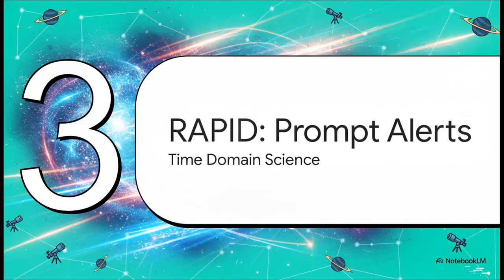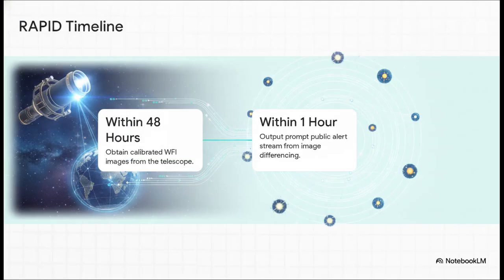Which brings us to Section 3, Rapid, and their prompt public alerts. What's really interesting about this is the low latency timeline. Rapid stands for Roman alerts promptly from image differencing. And as we all know, time is of the essence when the universe changes. Step 1: the telescope takes an image with its wide-field instrument, beams it back to Earth, and within 48 hours, it's calibrated. Step 2 is where the magic really happens.